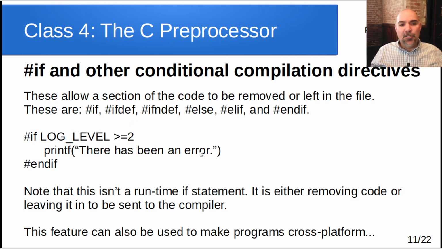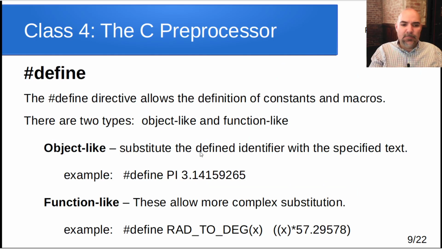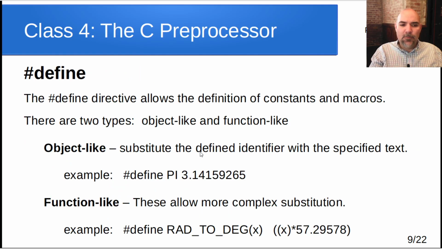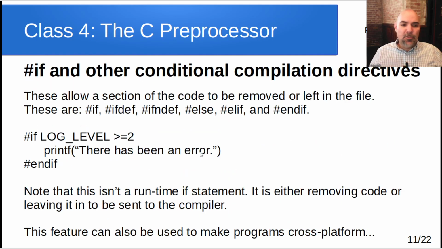All right, now conditional compilation directives use this pound if. And we actually saw one previously, right there, that ifndef. We'll talk about that in a second. But conditional compilation allows the compiler to either keep things in the source code or take them out of the source code based on the preprocessor directive. So in this case, for example, we might say pound if, and then we have something like log level greater than or equal to 2.